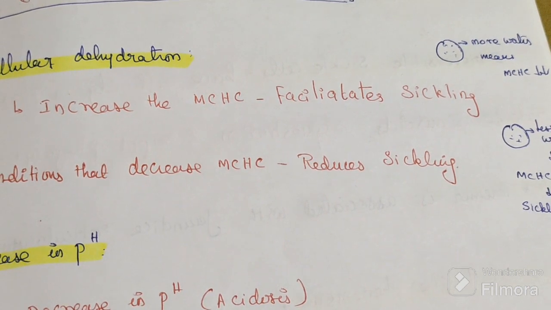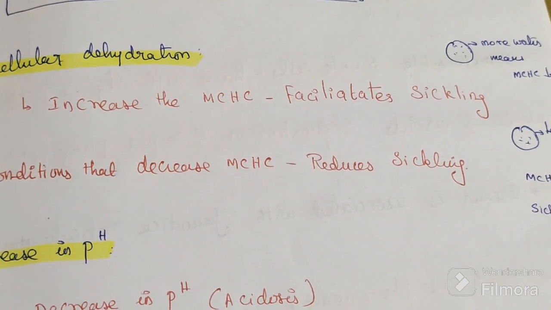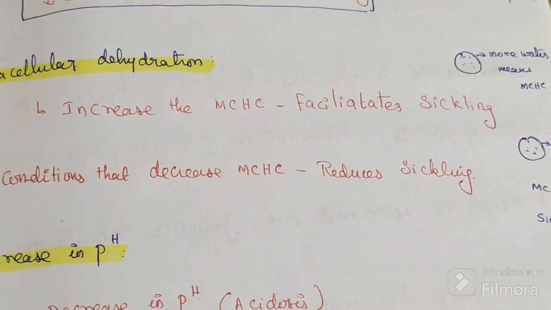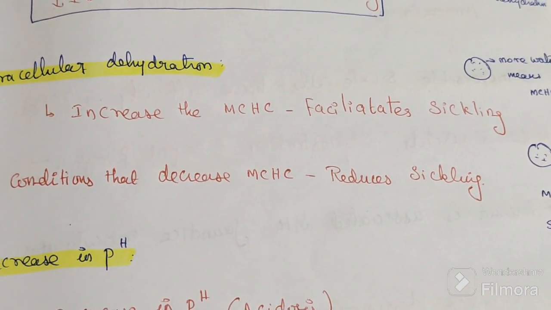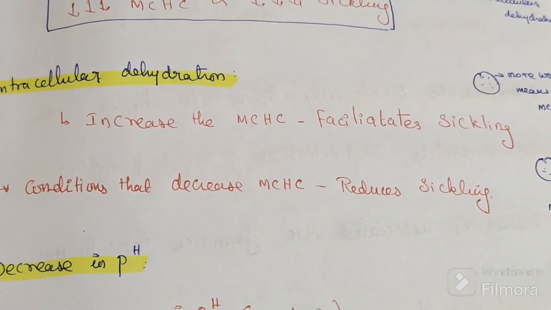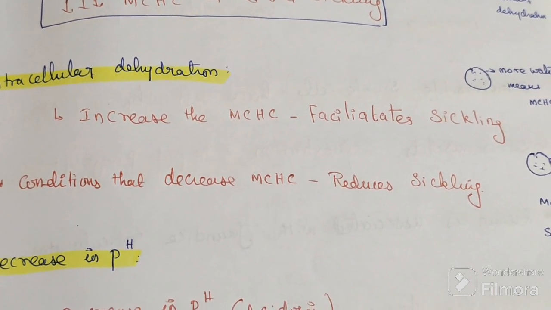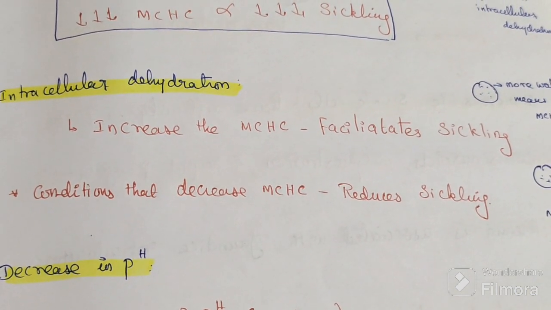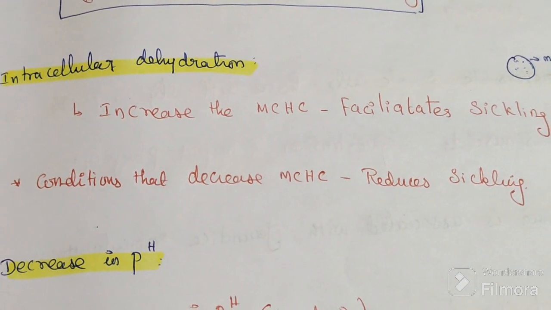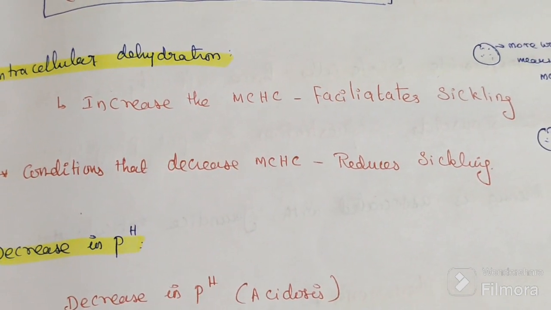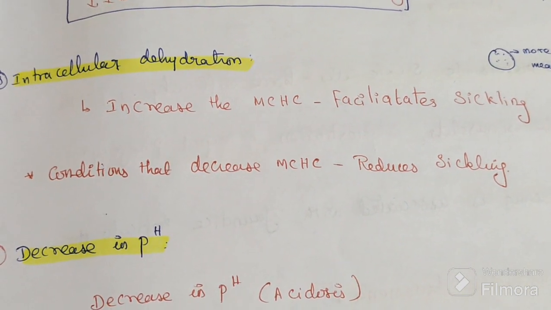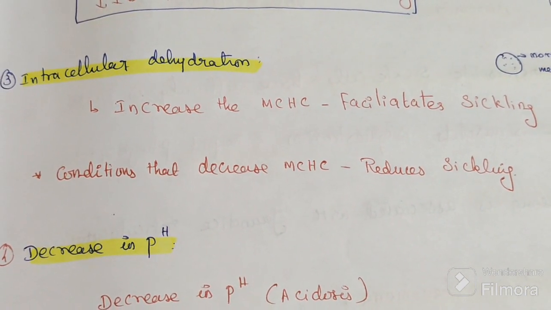If more water is present inside that RBC, how much water is present inside that RBC? If water is present, the concentration of Hb will be less, MCHC will be less, and sickling is less. But if less water is present here, MCHC will be more, the concentration will be more, and the sickling will be more. So we understand that this is intracellular dehydration.